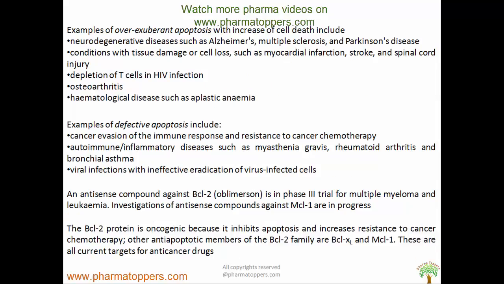So here are the examples of exuberant apoptosis with increased cell death: neurodegenerative disorders, conditions with tissue cell damage or cell loss like myocardial infarction, depletion of T cells in HIV infection, osteoarthritis, and hematological disorders like aplastic anemia. Again, examples of defective apoptosis include cancer, evasion of immune response and resistance to therapy, autoimmune or inflammatory disorders, and viral infections with ineffective eradication of the virus-infected cells.